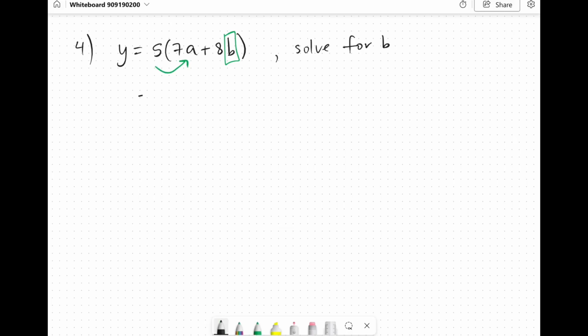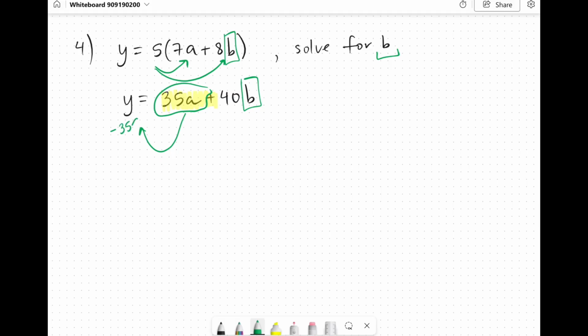So after the equal sign here, you have 35a, and you also have positive 40b. Now our goal again is to get the b by itself. We were asked to solve for b. So I will now be removing addition or subtraction. 35a is attached to my b through addition. It's a positive 35a. So when I'm taking that 35a and placing it here, I'm going to make it negative 35a. So we're removing additions through subtraction.